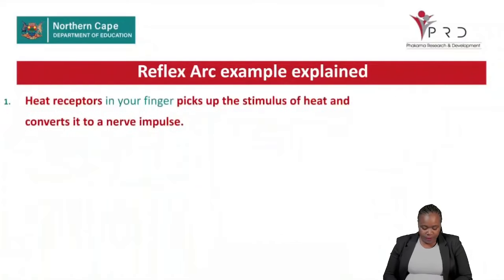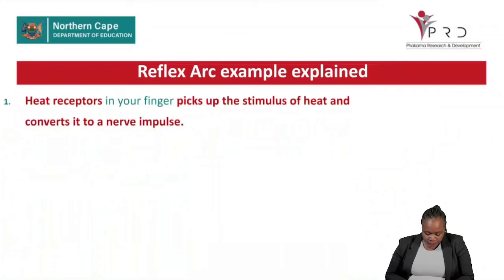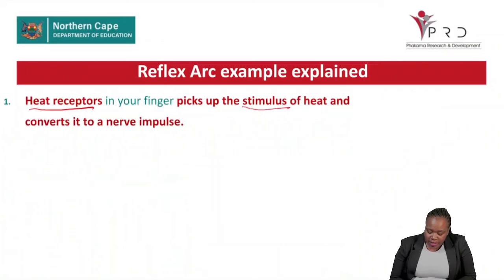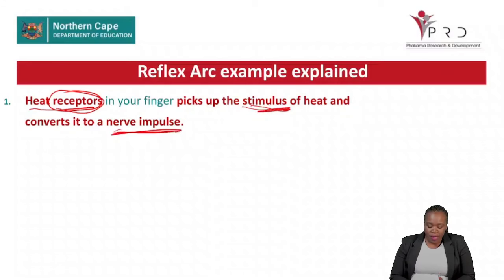Let's have a look at this explained step by step. This is an example whereby an individual is going to pick up their hand from a hot surface. So heat receptors in your finger will pick up the stimulus. The stimulus is the change, and what changes here is the hot surface. Then these receptors convert a stimulus into an impulse. You should know this.